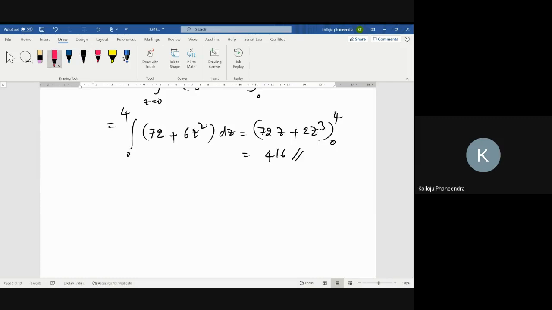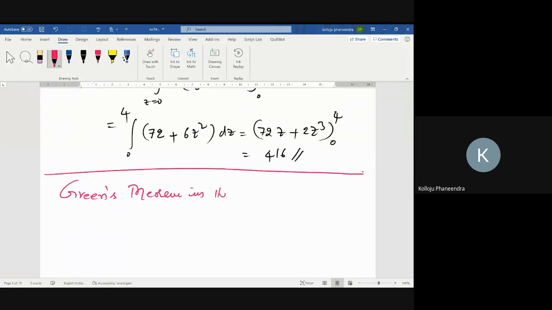The next one, Green's theorem. Green's theorem in the plane. The statement is important for 2 marks. What is the statement?